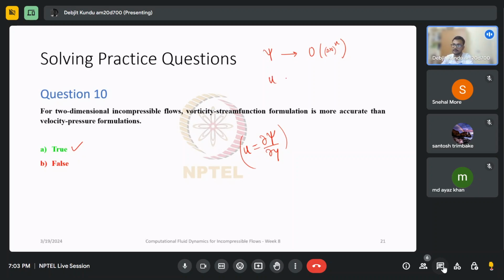So that's why the order of accuracy in which we calculate u and v is actually one order higher. So the error is less as compared to some other formulation where u would have been calculated with an accuracy of order n, or delta x to the power n. Is the idea clear what I'm trying to say?